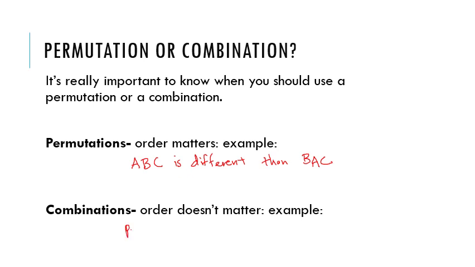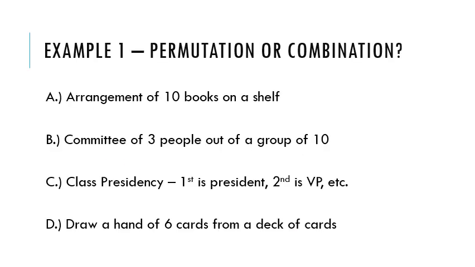Like a pepperoni and olive pizza is the same as an olive and pepperoni pizza, right? So we don't want to count that twice as 2 different pizzas. We only count it once because the order of what is happening doesn't matter. So permutations, it would get counted twice. Combinations only gets counted once. All right, so let's practice a few of these and decide if we have a permutation or a combination.